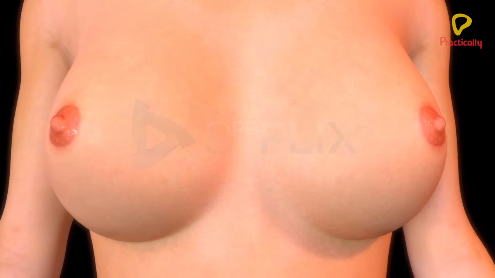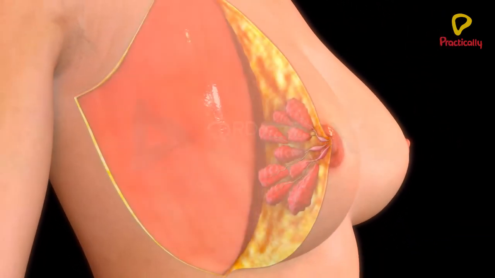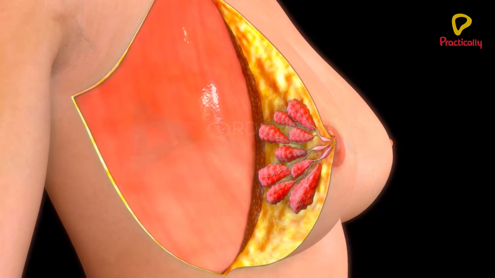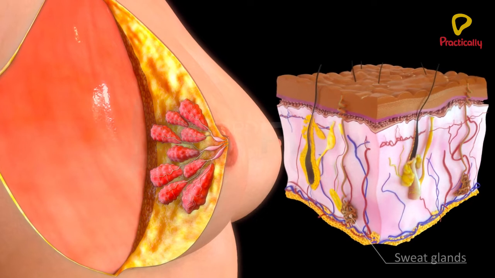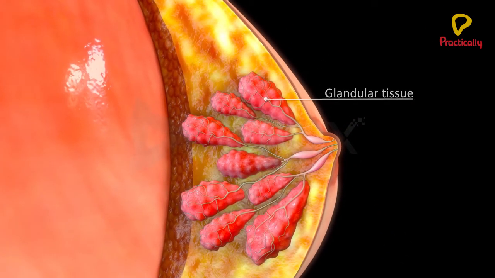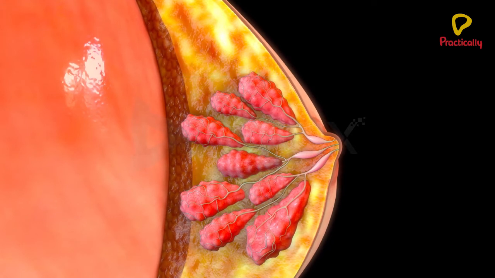Mammary glands. The mammary glands are also known as breasts. They are a pair of glands present over the pectoral muscles. They are modified sweat glands. They contain glandular tissue, fibrous connective tissue, and variable amounts of adipose tissue.